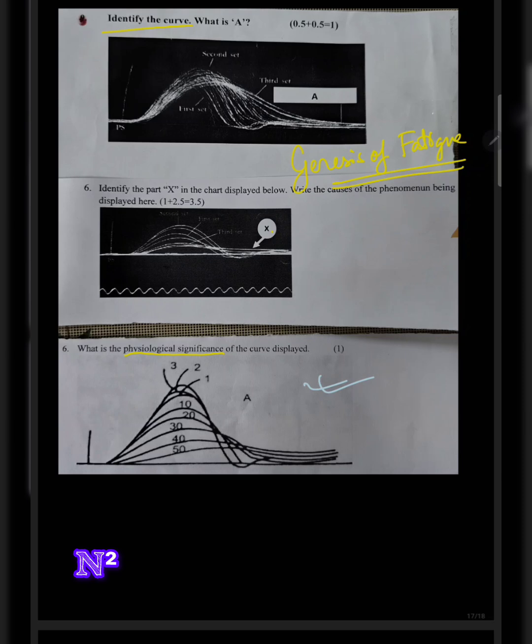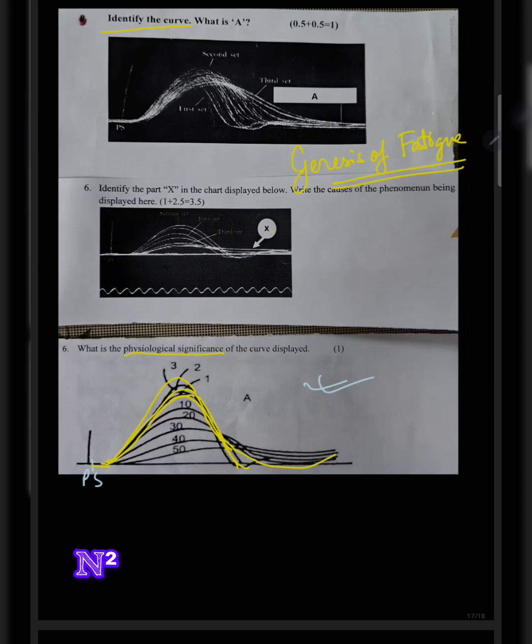So what will happen? This is the first point of stimulation, and this is the latent period. So this is the first curve that you are getting. Then due to the beneficial effect of the first curve, as explained in the first few charts, the amplitude will increase, but the latency will decrease because of the beneficial effect of the previous curves.